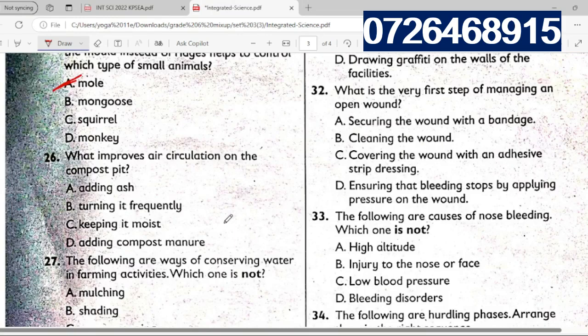What improves air circulation in the compost pit? Turning the compost manure frequently.